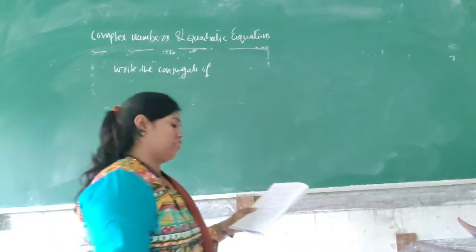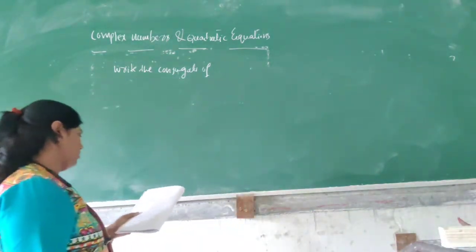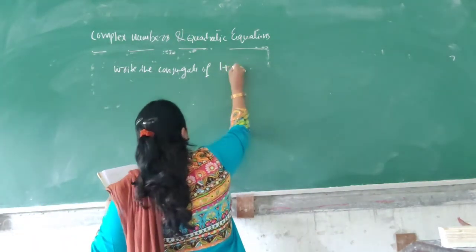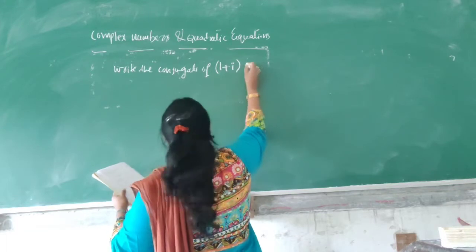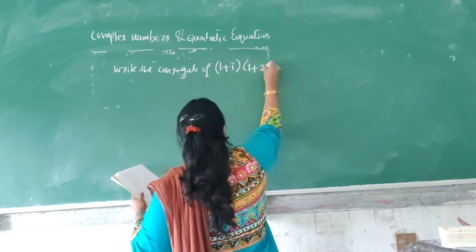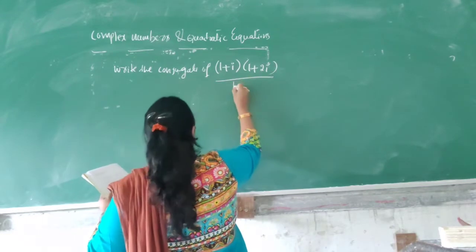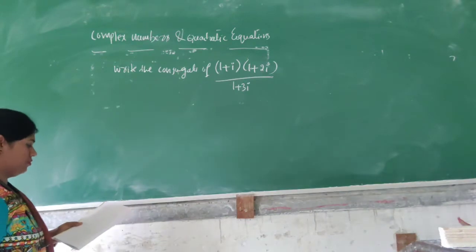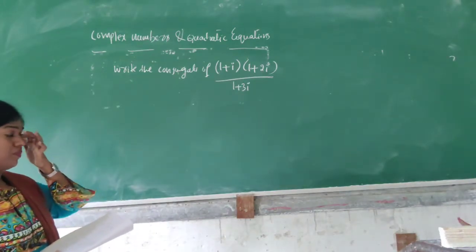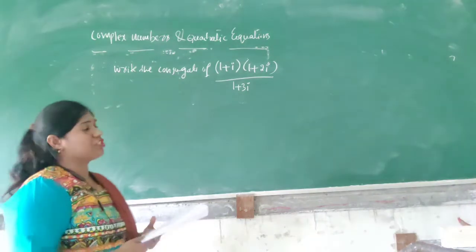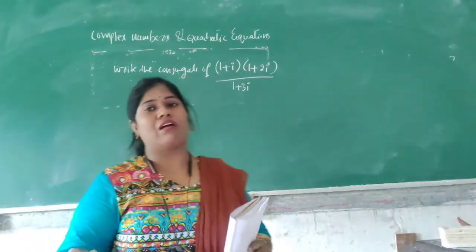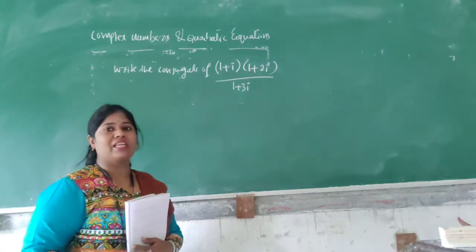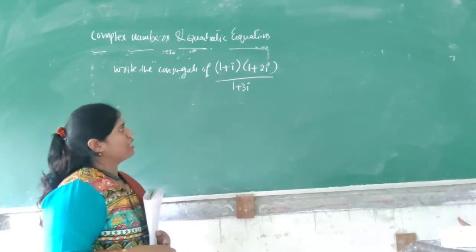Write the conjugate of (1 plus i)(1 plus 2i) divided by (1 plus 3i). First we have to simplify, okay? We cannot write directly the conjugate of this, okay? We need to simplify. What is there in the numerator? It is (1 plus i)(1 plus 2i).